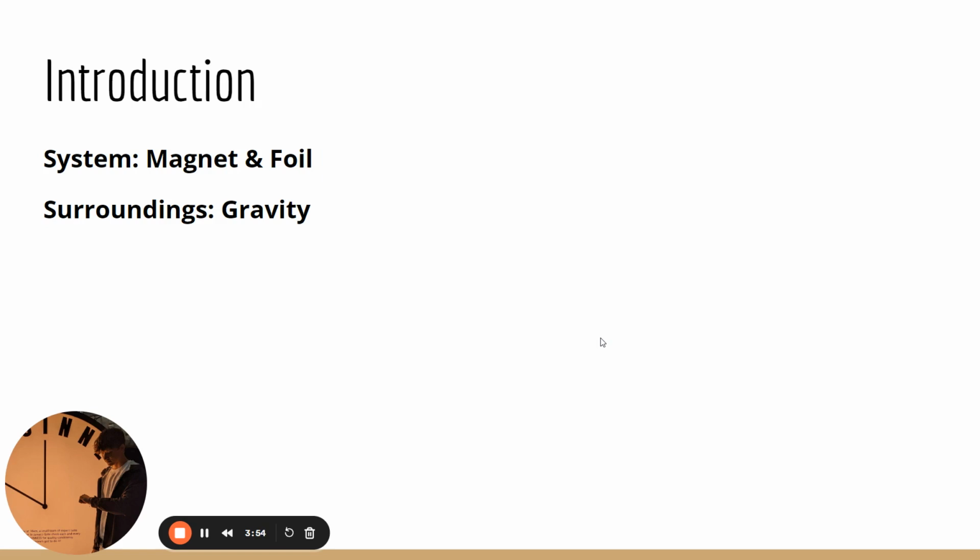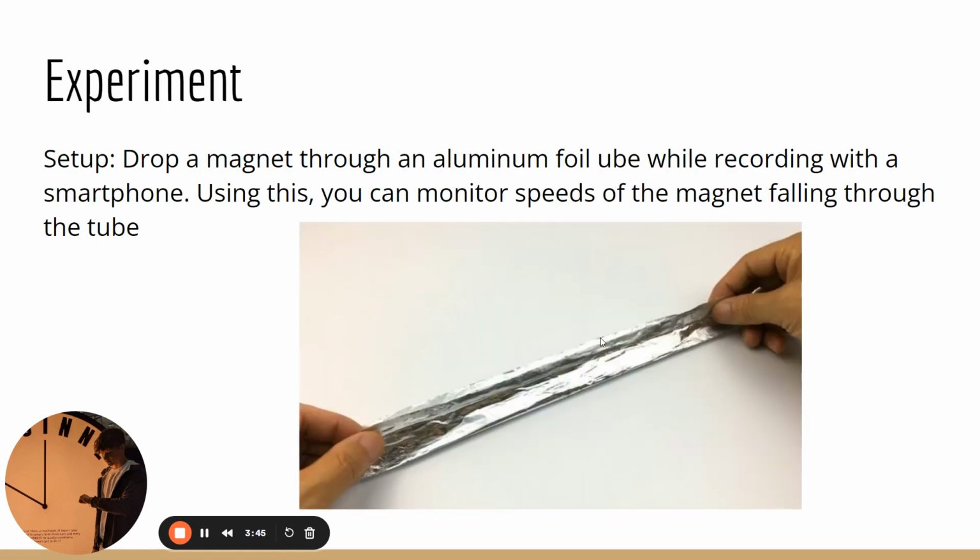For the introduction, the system was the magnet and foil, since these were directly involved in the experiments, while the surroundings were gravity. For the experiment setup, you were to drop a magnet through an aluminum foil tube while recording with a smartphone. Using this, you can monitor the speeds of the magnet falling through the tube by taking the timestamps and then subtracting them in order to find the approximate time it took the magnet to fall through the aluminum tube.